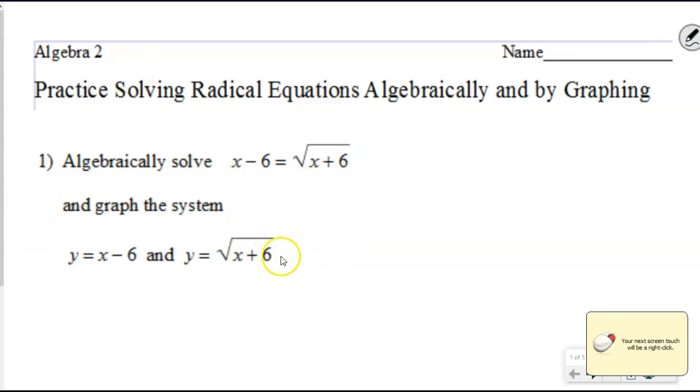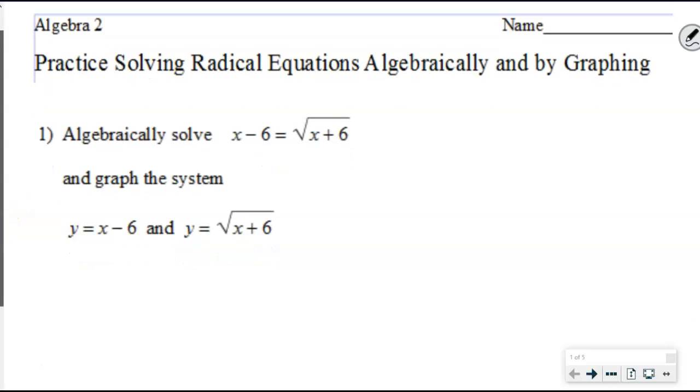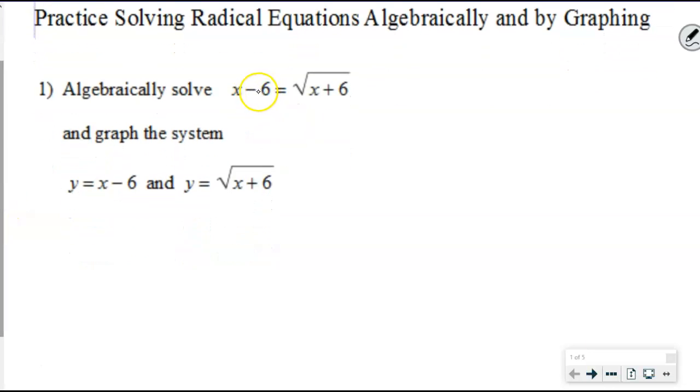So I left you a lot of space underneath the question. I think that's where you should do all your work for the algebraic method. So we have x minus 6 equals the square root of x plus 6. And because the radical is isolated, now would be a good time in your work to go ahead and square both sides. This is the most precarious part of your work because you have to be careful when you square the binomial that you distribute that like a FOIL question.